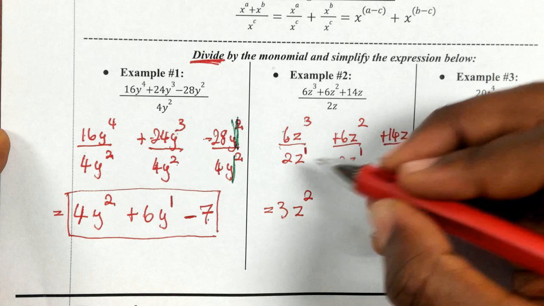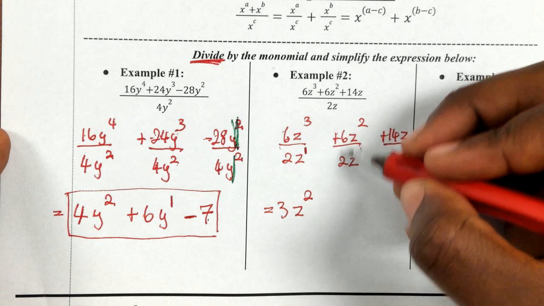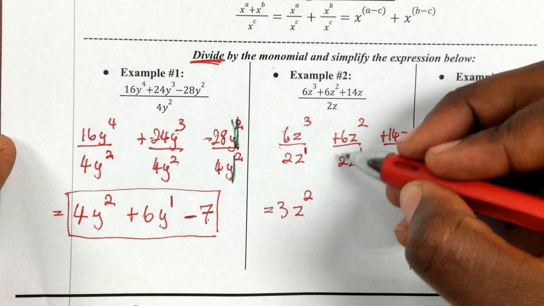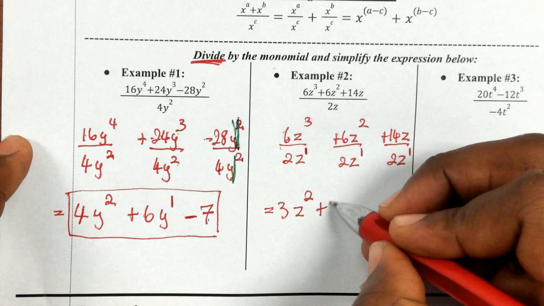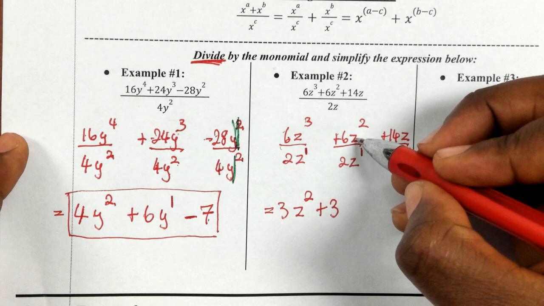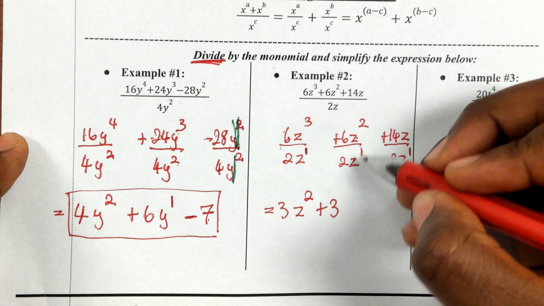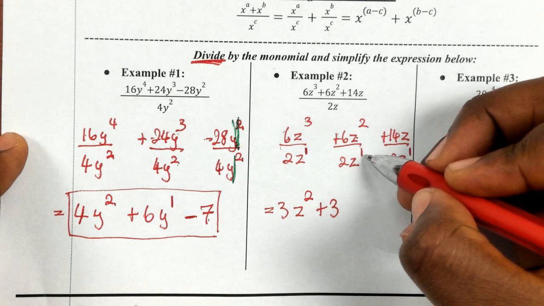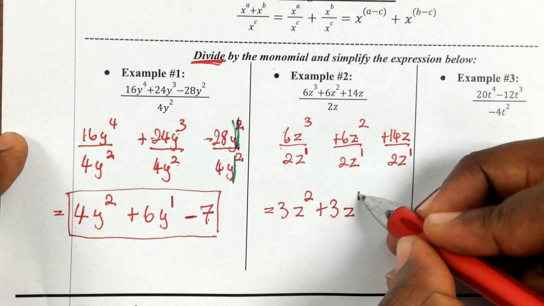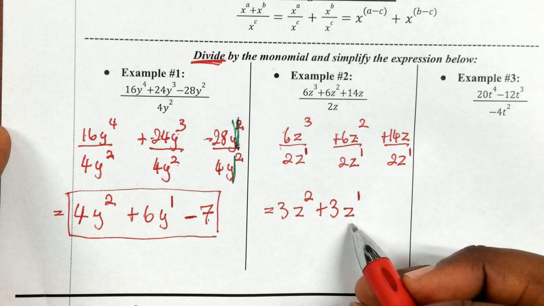So again, this is simplified. Now I'm going to simplify here. Positive 6 divided by positive 2 is positive 3. When we divide things that have the same base, you subtract exponents. 2 minus 1 is 1. Or you can leave it as just z.